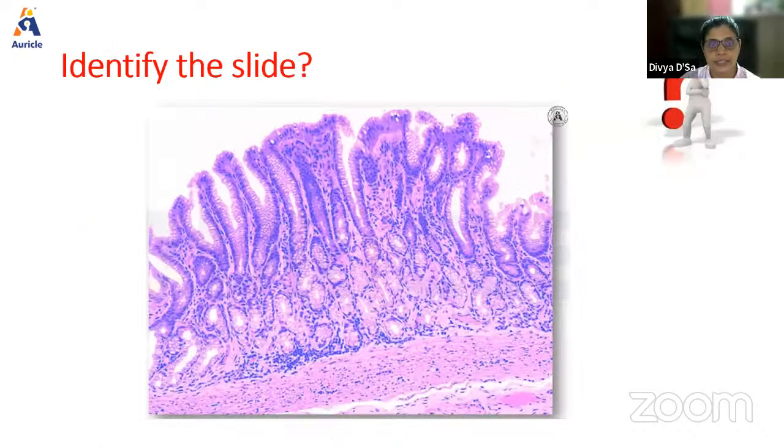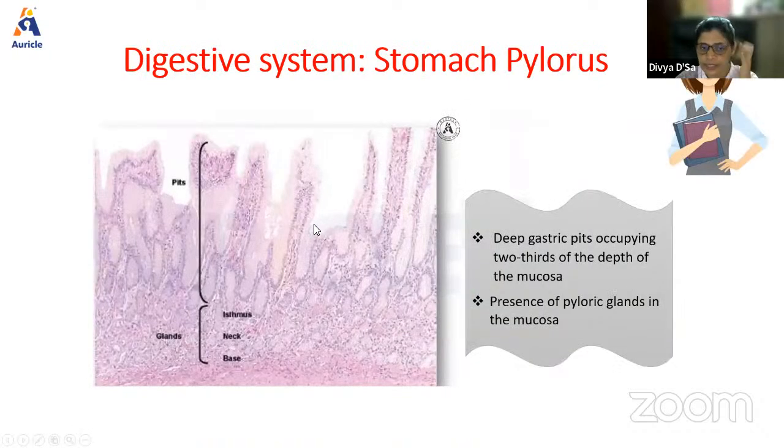Right. So the next slide here, what we are seeing. Okay, so here we see the gastric pits are deeper, there are glands here. So when we see that, this is pylorus. The gastric pits will be deeper there, lined by columnar epithelium. There are a lot of glands here. The gastric pits will be occupying 2/3 of the mucosa, and there will be presence of these pyloric glands in the mucosa. There were gastric glands before. These are pyloric glands.